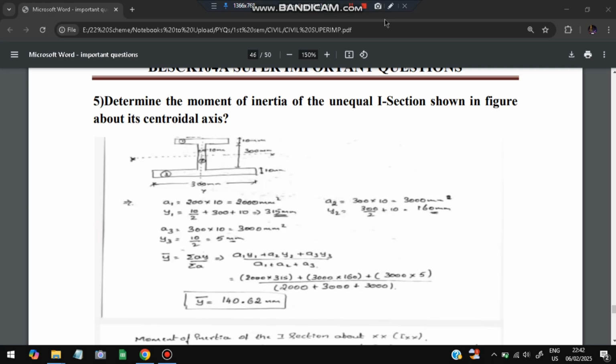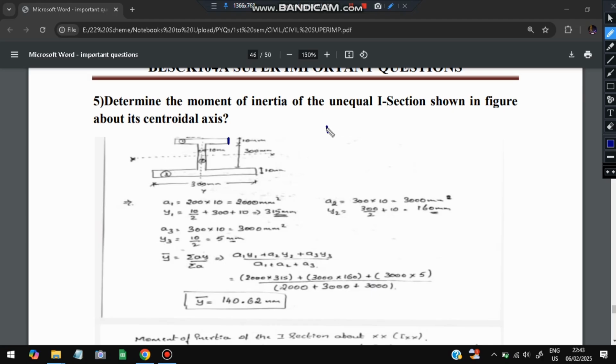So what is the area of this strip? 10 into 200. It's not written here, but this one is 200, this whole thing. So 200 into 10, that is the area, 2000. Y1 is nothing but the distance from the center of gravity of this part till the reference axis, which is the bottom part. So that will be equal to, if you observe carefully, this length is 10.